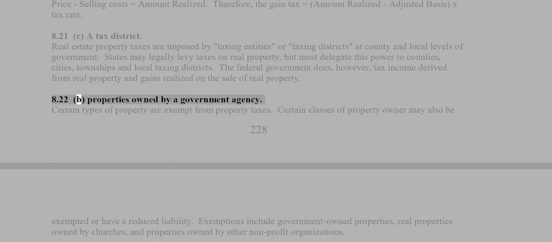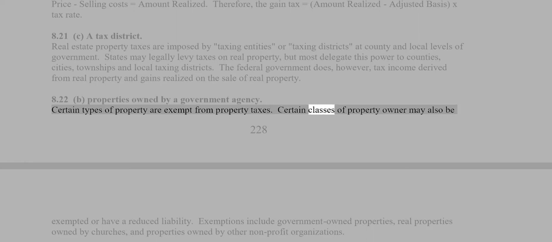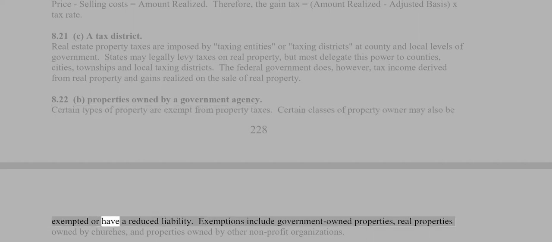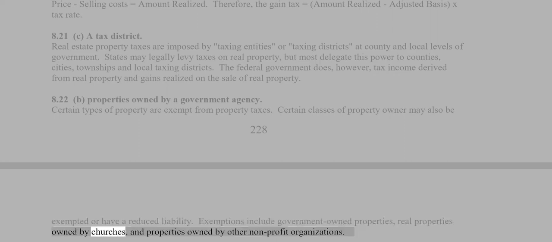8.22, B. Properties owned by a government agency. Certain types of property are exempt from property taxes. Certain classes of property owner may also be exempted or have a reduced liability. Exemptions include government-owned properties, real properties owned by churches, and properties owned by other nonprofit organizations.